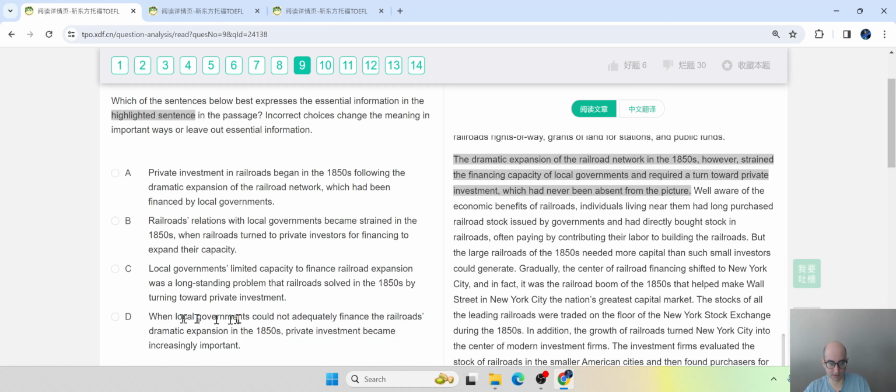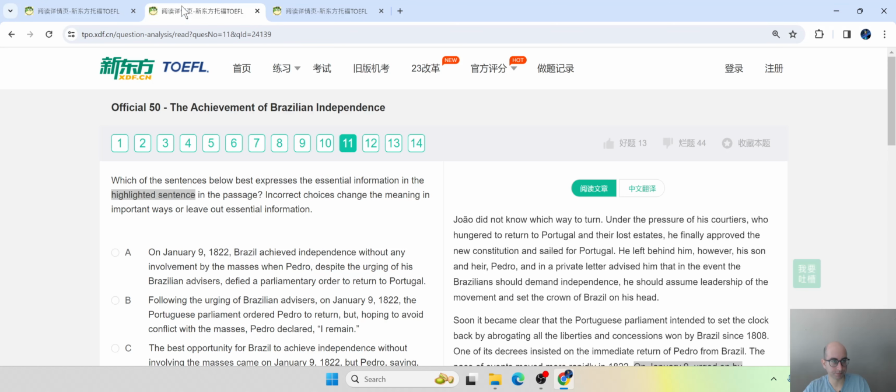When local governments couldn't adequately finance the railroad's dramatic expansion in the 1850s. Okay, what happened, right? This is a when sentence. Well, private investment became increasingly important. So private investment, private companies, private money helped these local governments fund the railroads. Okay, or finance them.